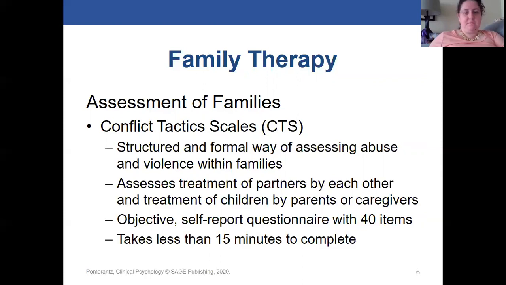So it assesses how partners treat each other and how parents treat their children. It's objective, it's self-report, 40 questions, so it takes less than 15 minutes to complete.